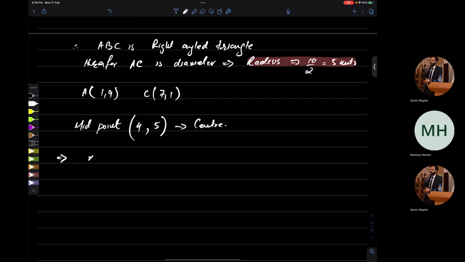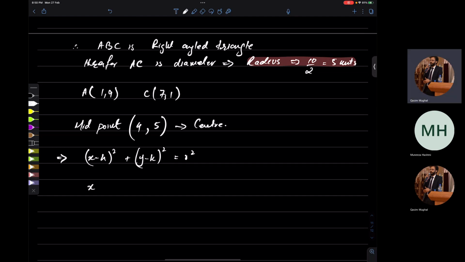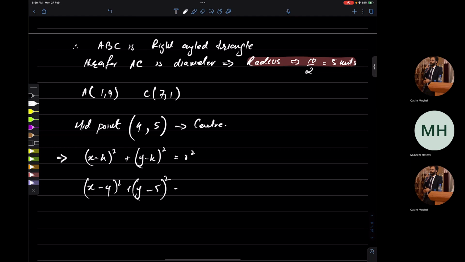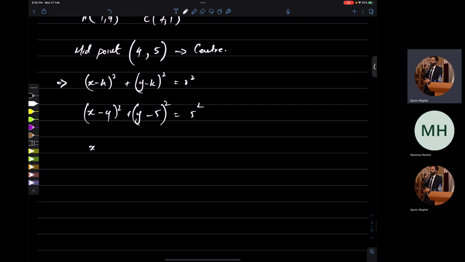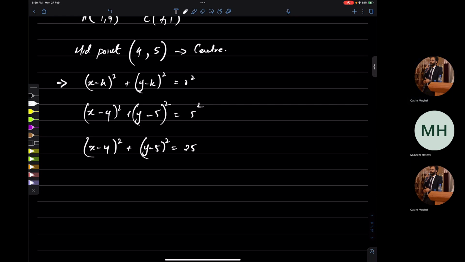So we know x minus h whole squared plus y minus k whole squared equals r squared. h is 4, k is 5, and r is 5. So that leaves you with x minus 4 whole squared plus y minus 5 whole squared equals 25. Got it? Yes, sir. Easy? Yes.